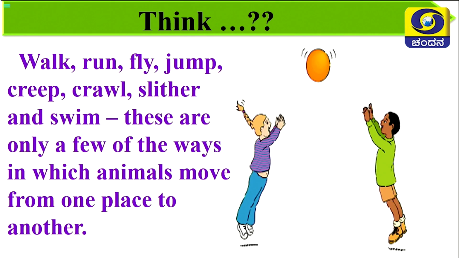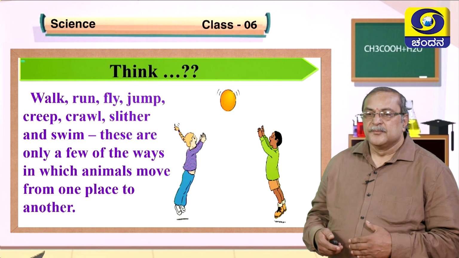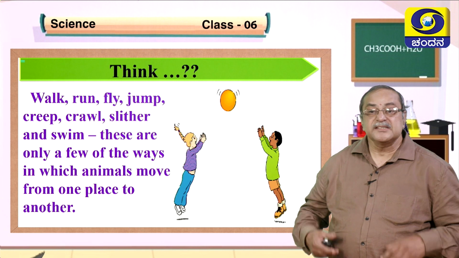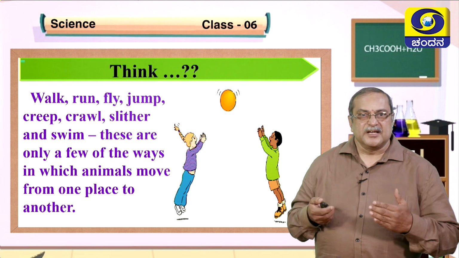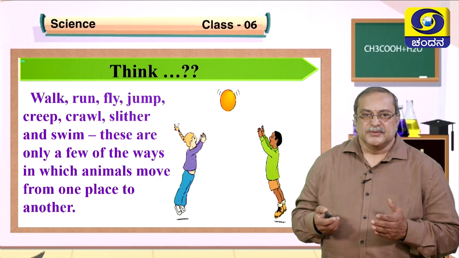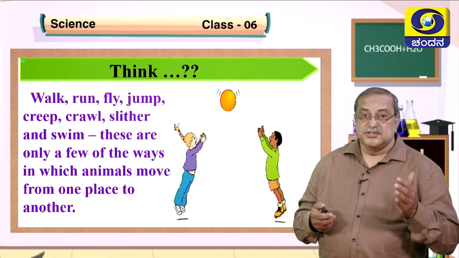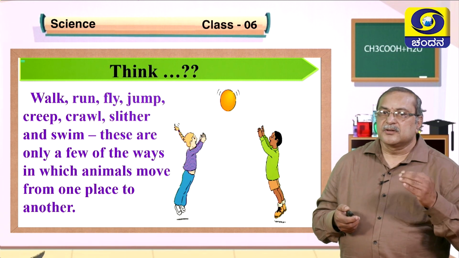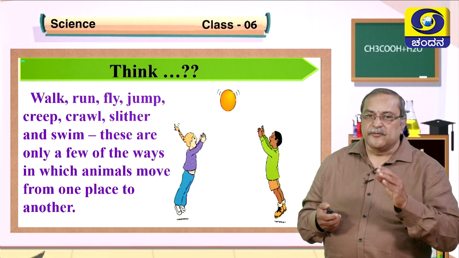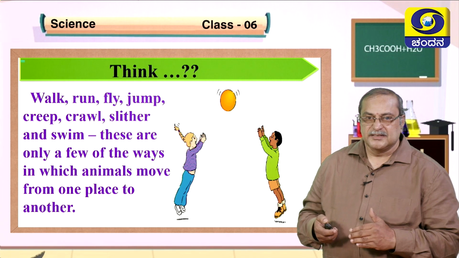Okay, think, children, you have seen our skeleton and how it works, isn't it? The different parts, the bone structure inside our body, that's called the skeleton. How the bones are arranged and how they work, you have seen this. Think now: walk, run, fly, jump, creep, crawl, slither and swim. These are only a few of the ways in which animals move from one place to another, isn't it?